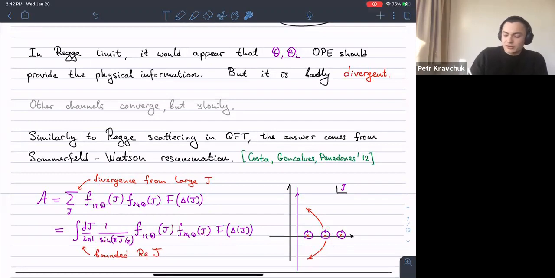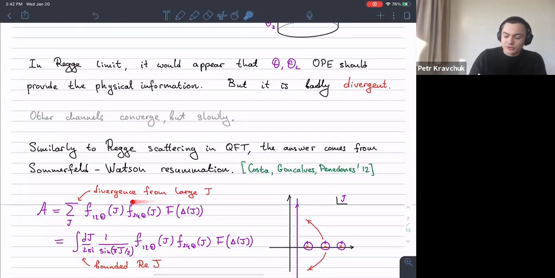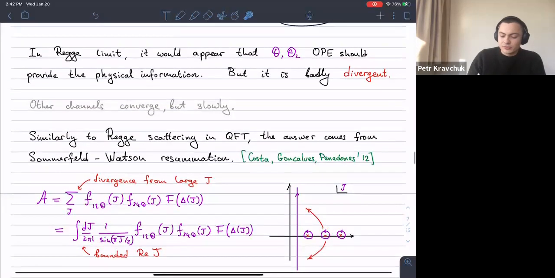this trick, the correlation function that you want to compute can be written as a sum over spins of the exchanged operators. We have the OPE coefficients, and we have some functions which depend on the scaling dimension of the exchanged operator, which also depends on spin. And the divergence in this Regge limit comes from large spin, large J.